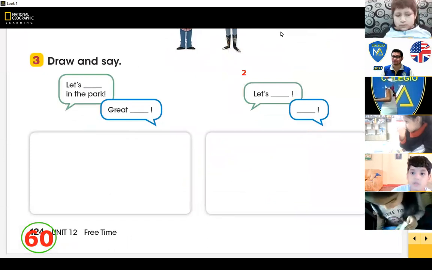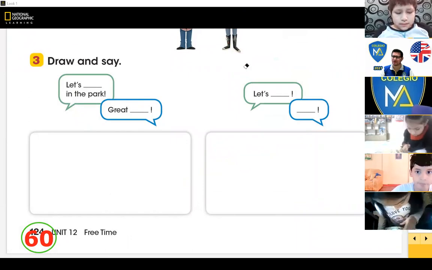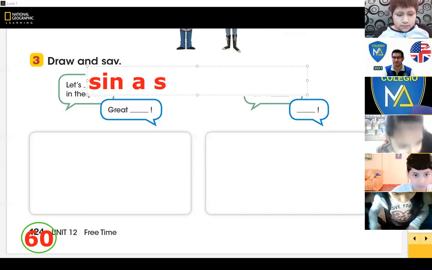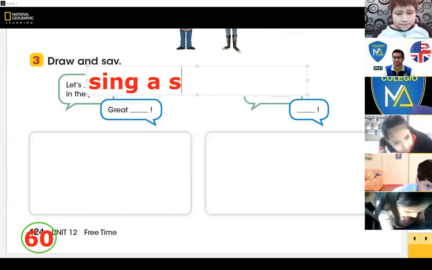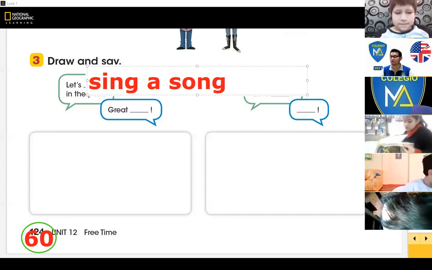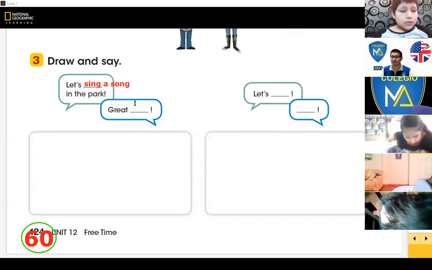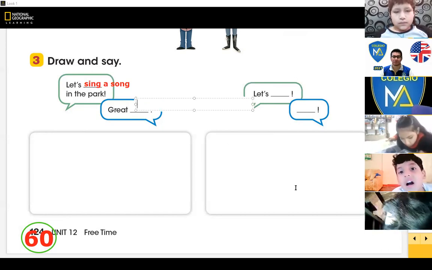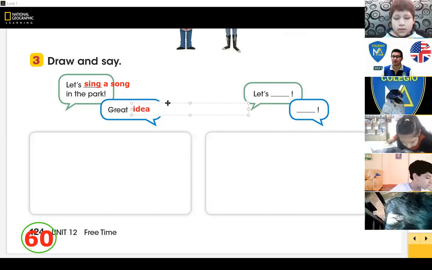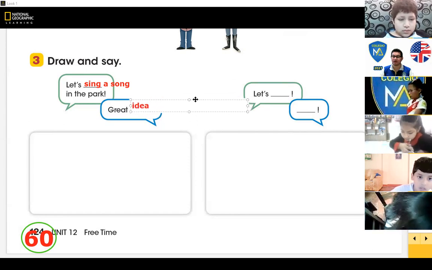For example, what can you suggest here? For example, like José Ángel told us, let's sing a song. And what should be the answer? I have here the answer that says great, what will I say? Great idea. Oh, great idea. Very good. Great idea. And what do we have to do here? We have to draw. And we have to draw this action.